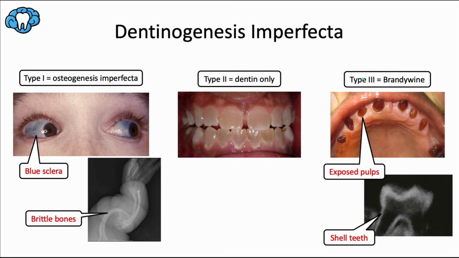Type 3 Dentinogenesis imperfecta is pretty unique. It's called the Brandywine type, and it's not because the teeth are wine-colored. It's because this disorder seems to be isolated to a group of individuals in southern Maryland in a town called Brandywine. And these teeth tend to be very weak with thin dentin layers, and they can be called shell teeth, especially those primary teeth. And the features that differentiate it from the other 2 types include multiple pulp exposures, periapical radiolucencies, and this unique radiographic appearance.